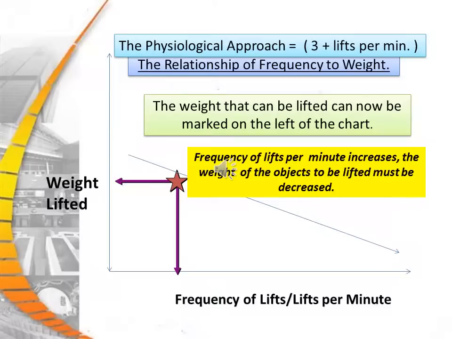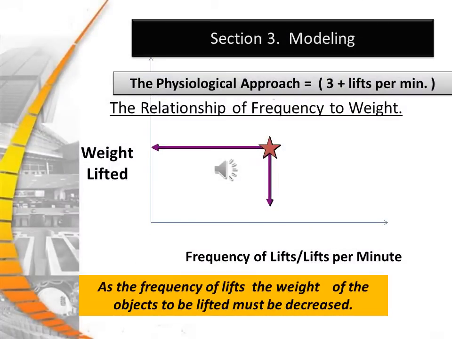Here we show the relationship of frequency to weight. The weight that can be lifted is marked on the left of the chart. The frequency of lifts per minute increases as the weight of the objects to be lifted decreases. Here in modeling, as the frequency of lifts increases, the weight of the objects to be lifted must be decreased, showing the relationship of frequency to weight. That's assuming 3+ lifts per minute.